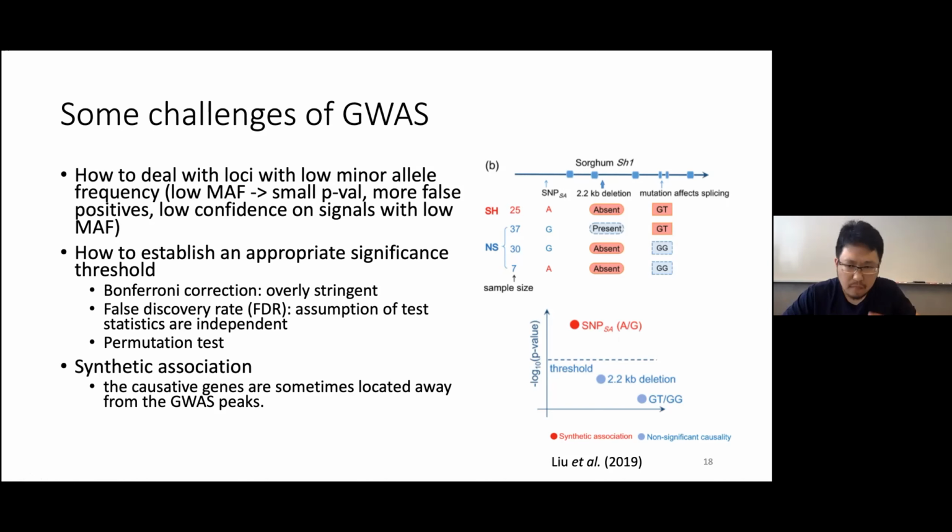So the take-home message here is that when you find a GWAS peak, it's not guaranteed to be the causal SNP. So when you conduct a genome-wide association study, you should keep that in mind.